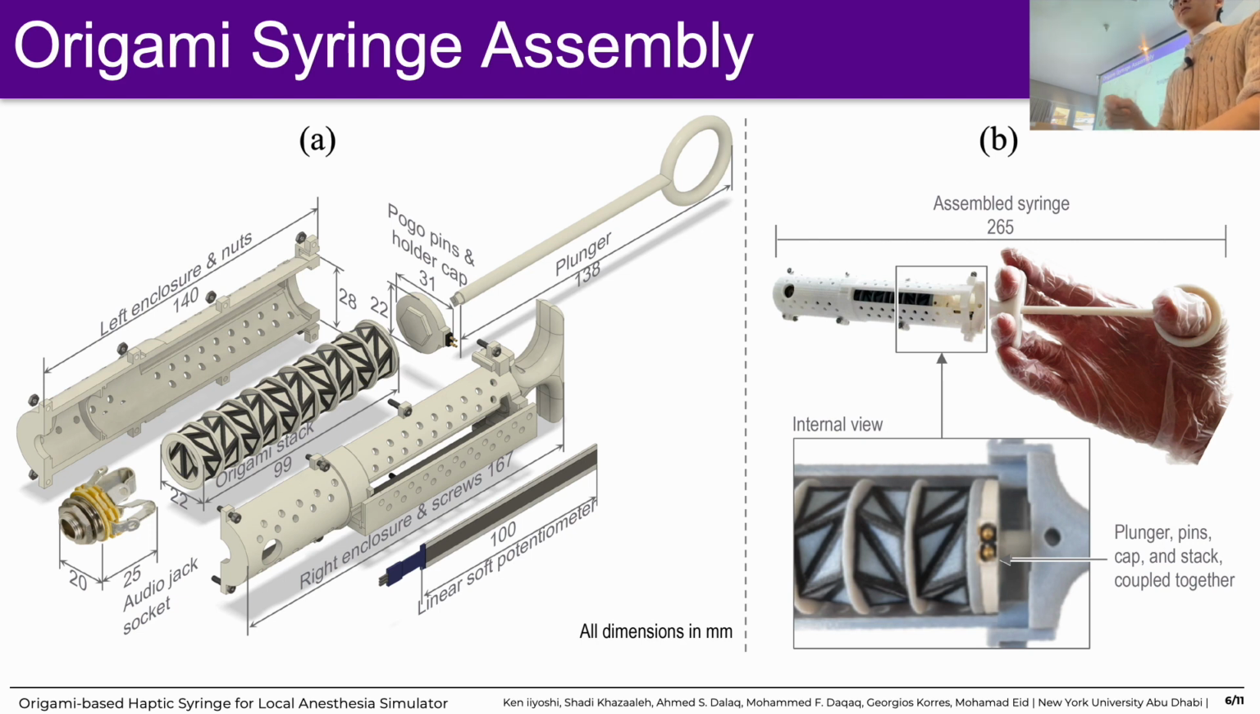To track the motion of the syringe, we coupled it with a linear soft potentiometer with some pogo pins, so that when we slide the spring, it basically just nudges onto the potentiometer. So in essence, it's a pretty cheap solution. With the linear potentiometer and the 3D print, it's basically below $20, and it's also reasonably small.